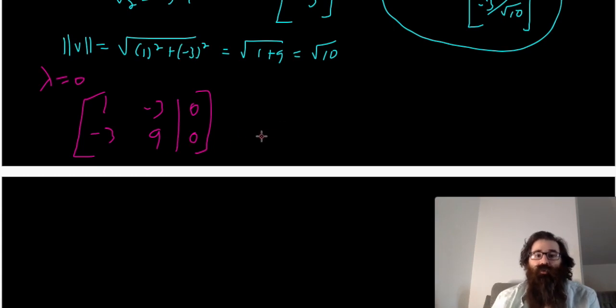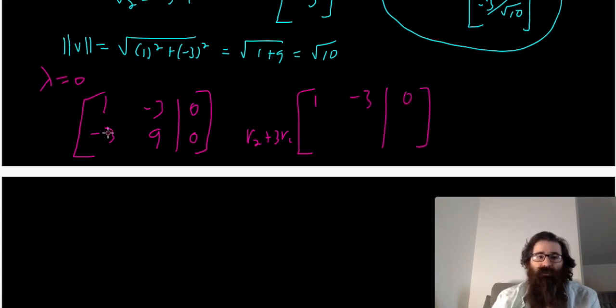I go ahead and row reduce. I could replace row 2 with row 2 plus 3 times row 1. Will get me there very quickly. So negative 3 plus 3 times 1 gives me 0. 9 plus 3 times negative 3 gives me 0. And 0 plus 3 times 0 gives me 0. And then what is this telling me? Well, the remaining row says v1 minus 3v2 is equal to 0.